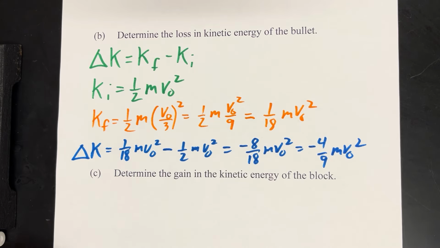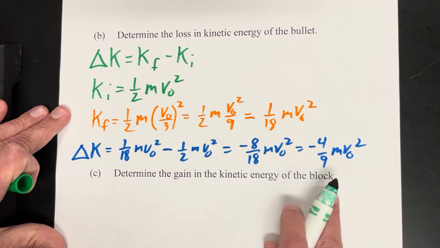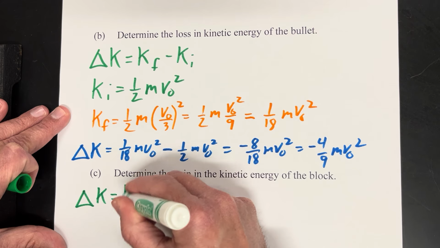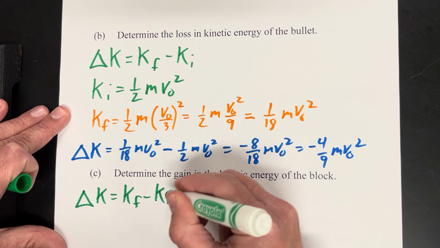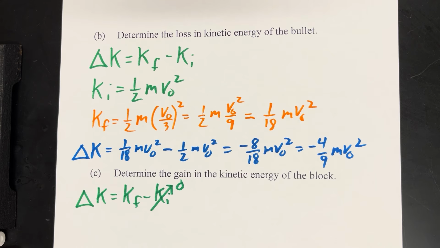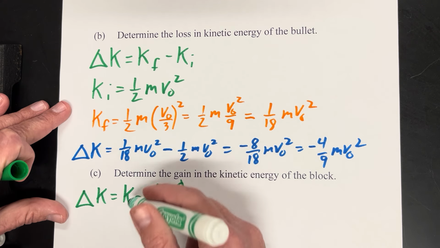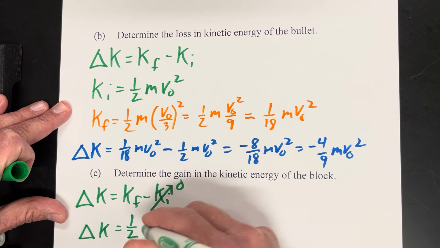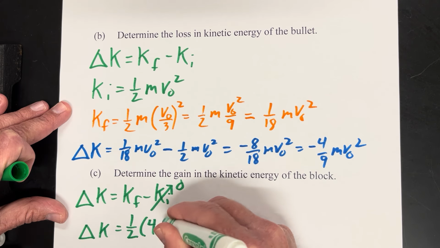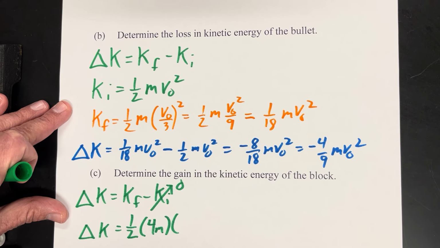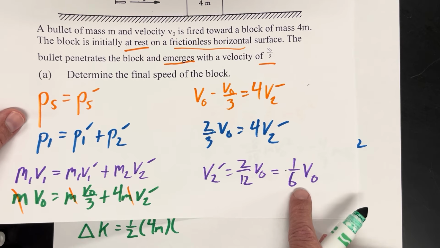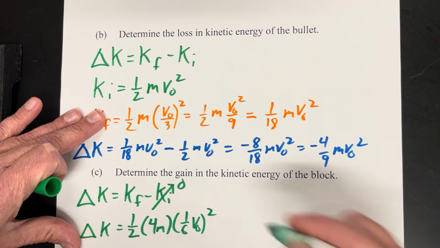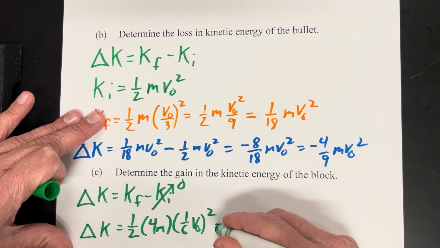Let's do the exact same thing for the block. Determine the gain in kinetic energy of the block. We have to find the change in kinetic energy, again final minus initial. This is nice because the initial is just 0, since the block wasn't moving at all. So we just need the final kinetic energy. That will be 1/2 times the mass of the block, which was 4m, times the final velocity of the block, which was 1/6 v0, so 1/6 v0 squared. Don't forget to square it. I don't think I said that before.